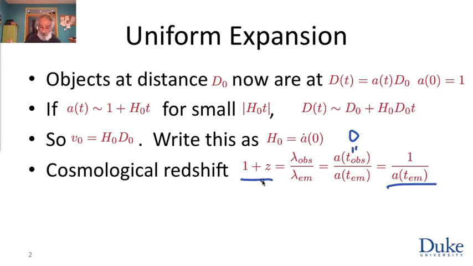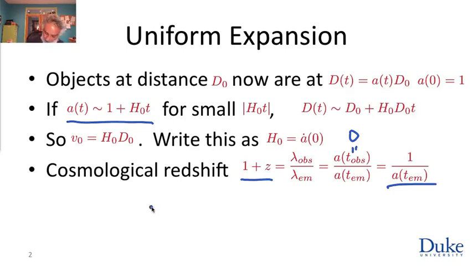And now what we're going to do is insert this approximation for the value of a into this expression for z. So I'm going to keep going here. Notice that this time, t emission, is always in the past. We can't observe the future. So t emission is always a number less than 0. This is a negative number. If a is a growing function and it's 1 now, then a of t emission is less than 1. Its inverse is a number bigger than 1, and we observe a positive redshift.